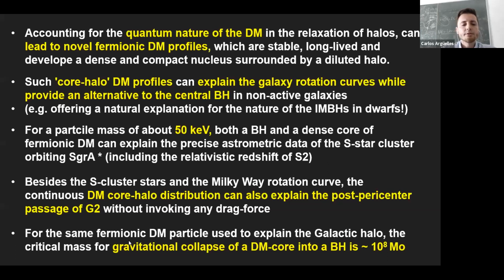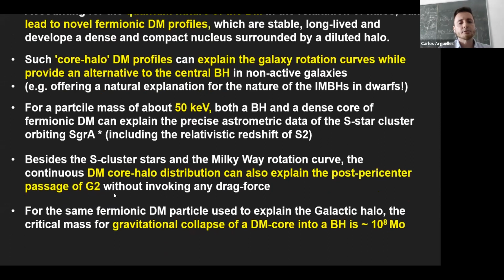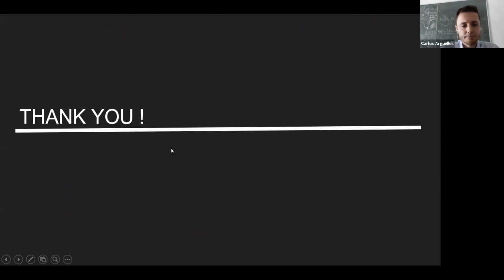And interestingly, and finally, for the same particle mass used to explain our galaxy, the critical mass for gravitational collapse of these highly dense dark matter cores can lead to supermassive black hole formation with masses of up to 10 to 8 solar masses. Okay, I stop here, and thanks a lot for your attention.